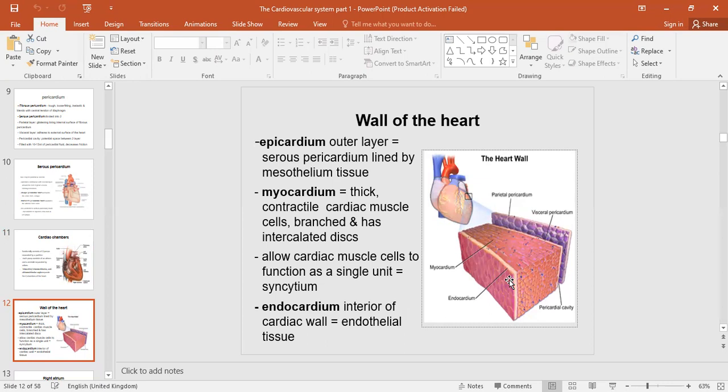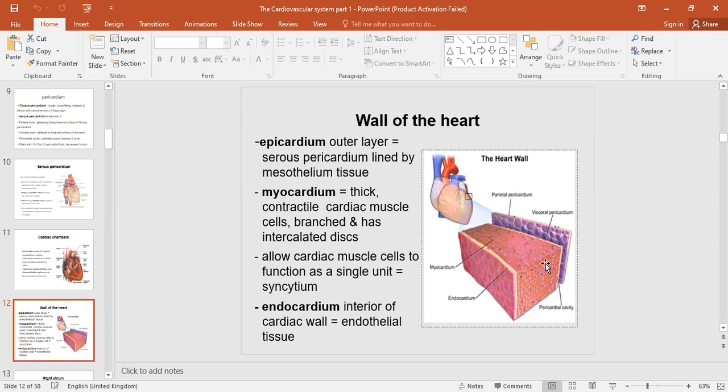We'll discuss more about the layers of blood vessels. Then followed by the thickest layer now. This is the myocardium. Myocardium is muscle, cardiac muscle. I would refer you to the tissues lecture where we discussed cardiac muscle, under muscle tissue. We discussed the features of cardiac muscle and even their differences from other types of muscle.